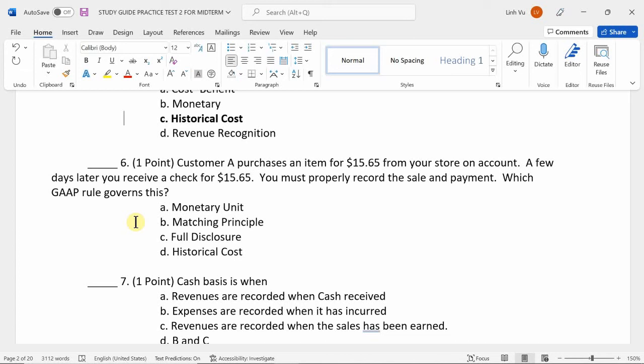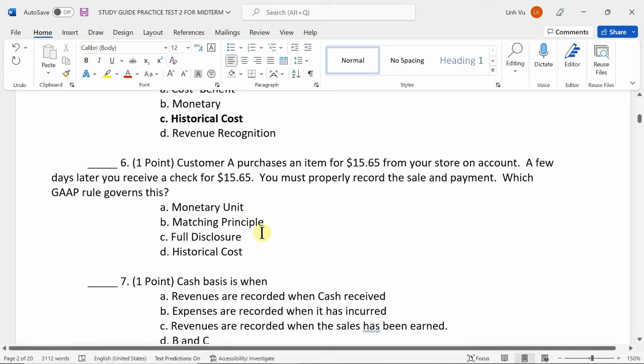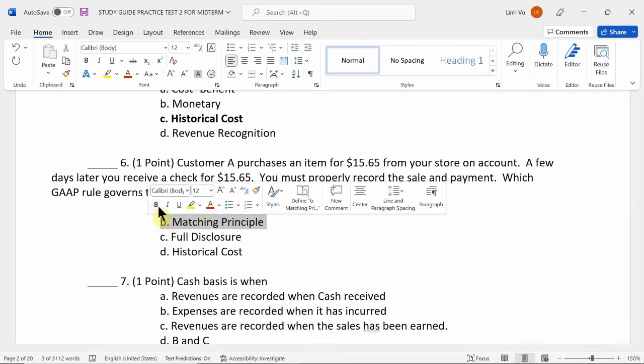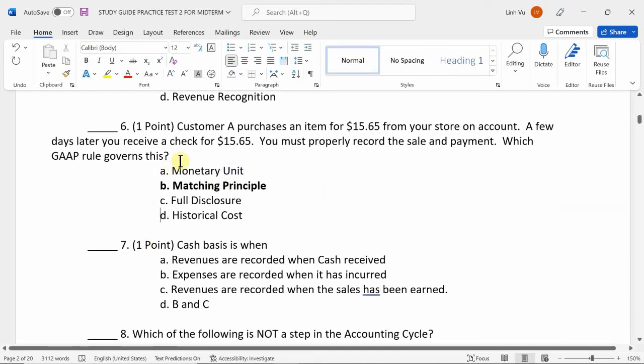Okay. And then full disclosure. In this case, what is there to disclose? This is pertinent information. What other information do you have in regards to this transaction? There isn't any. And historical costs. In this case, you're not recording something at original cost and selling it for a higher price, right? So in this case, the only one that seems to be the most correct one would be your matching principle, right? You're matching your revenues with the amount that you received.